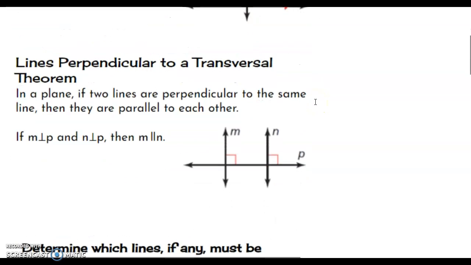Lines perpendicular to a transversal theorem. So in a plane, if two lines are perpendicular to the same line, so you guys see here line M is perpendicular to P and N is perpendicular to P. So notice they're both perpendicular to the same line, which is P. So if that's the case, if they're both perpendicular to P, then they are parallel to each other. So you can conclude that M is parallel to N based on the lines perpendicular to a transversal theorem.